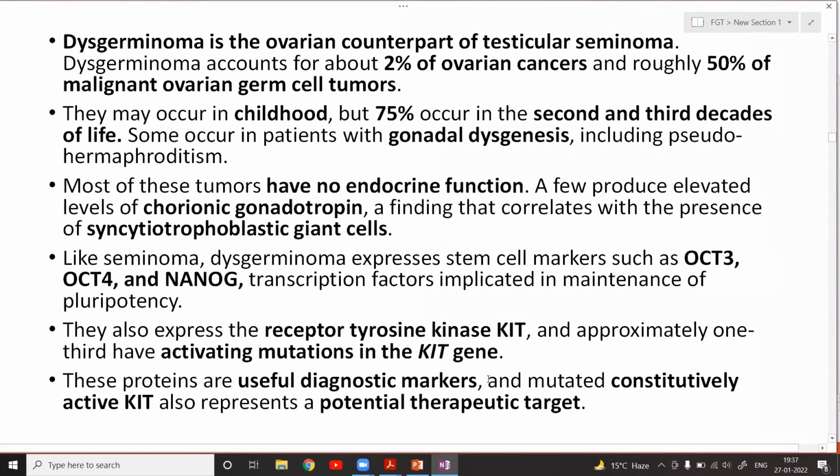So dysgerminoma, as we are going to see, is the ovarian counterpart of testicular seminoma. It accounts for approximately 2% of all ovarian cancers and approximately 50% of all malignant ovarian germ cell tumors. So very importantly, dysgerminoma is the most common malignant ovarian germ cell tumor. Now, they occur basically in childhood, but 75% of dysgerminomas occur in the second or third decade of life.